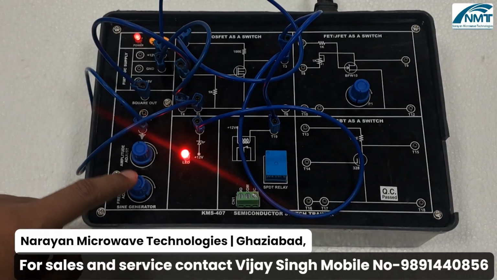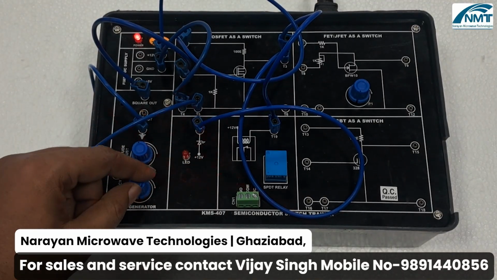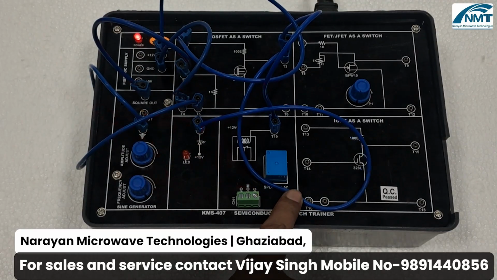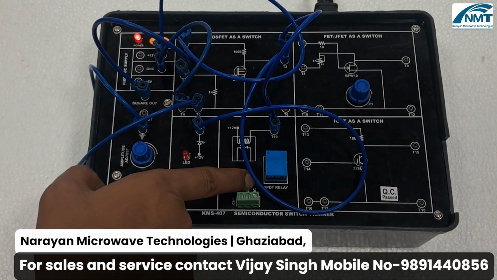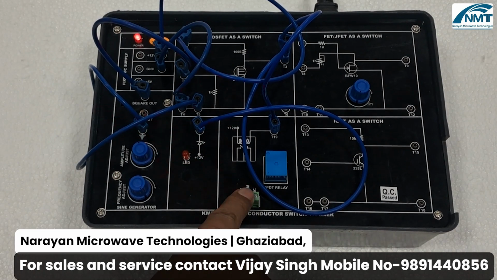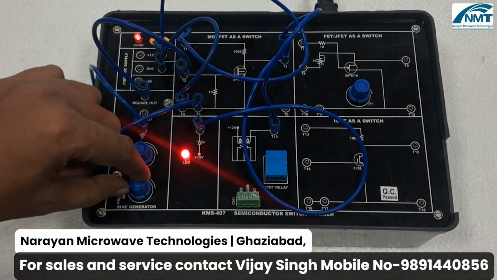If you increase the frequency, you can check the switching of relay will increase as well. These are the terminals for relay, NO, common, and NC. You can verify it by using the multimeter in the continuity mode. So this is for MOSFET as a switch.